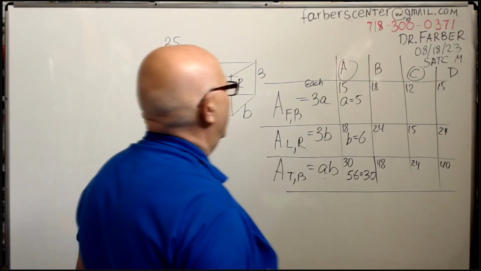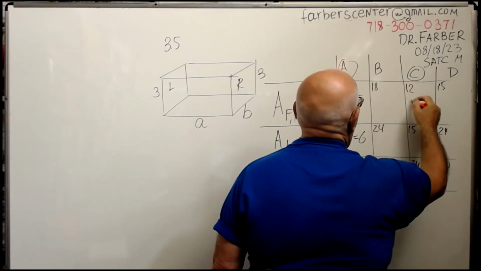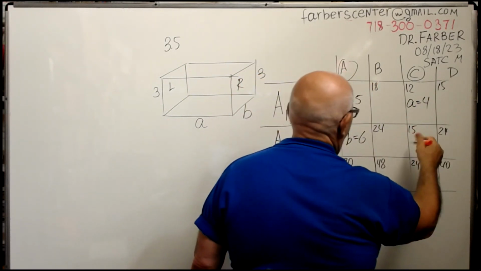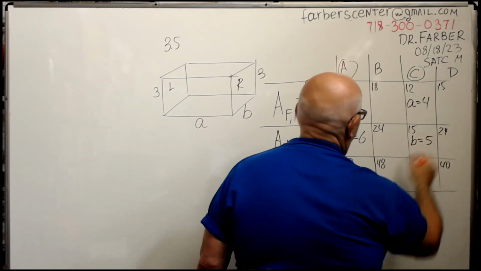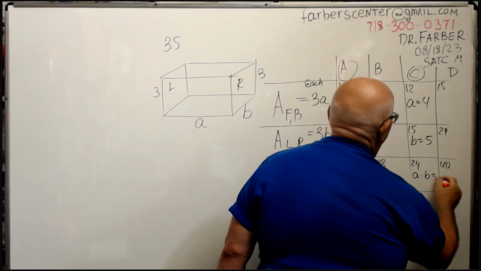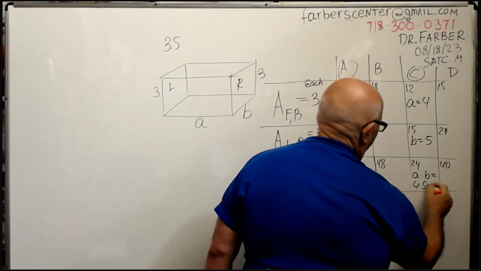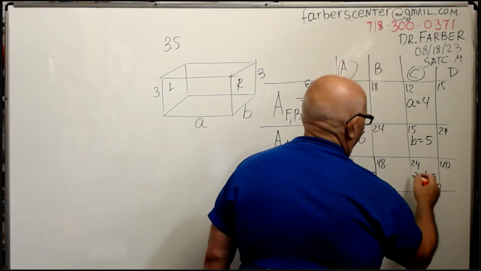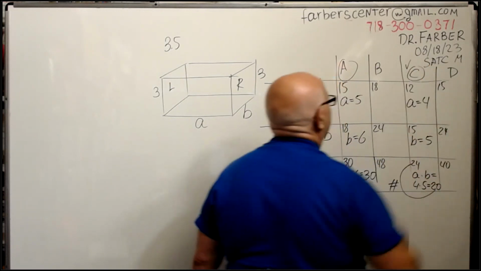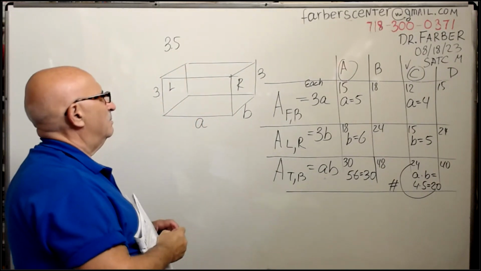Let's solve for C. If 3A equals 12, then A equals 4. If 3B equals 15, then B equals 5. In this case, A times B equals 4 times 5, which is 20, not equal to 24. So this is the answer. Better to share: many questions like this are common, but this is not difficult.